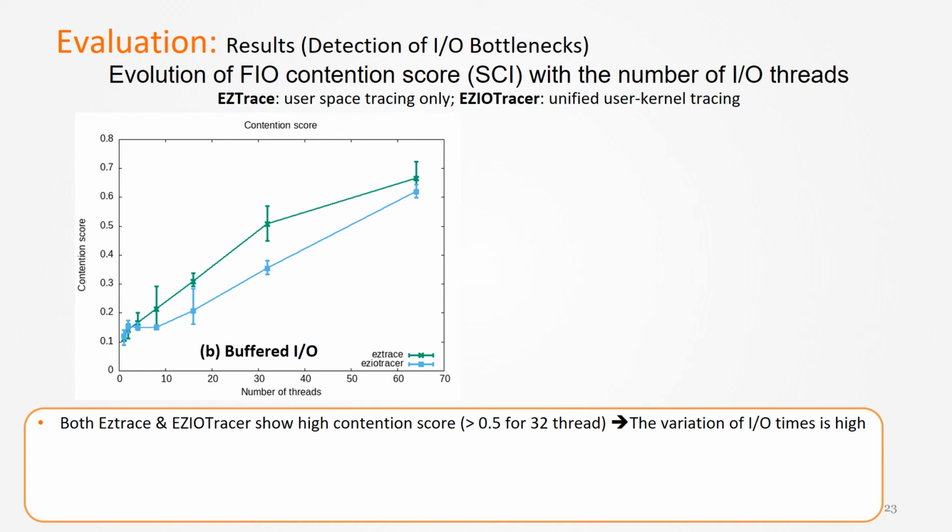Now, we pass to the case of buffered IOs. In the figure, we show that both EZIOTrace and EZIOTracer have a high SCI score. For example, it is more than 0.5 in the case of 32 threads. This means that the variation of I/O times is high due to contention.